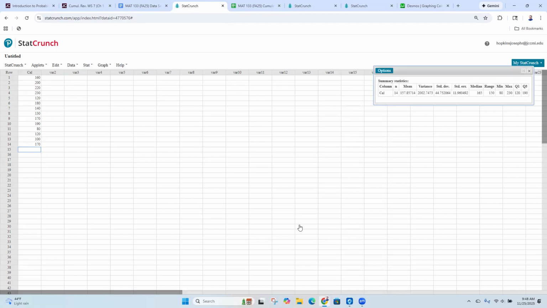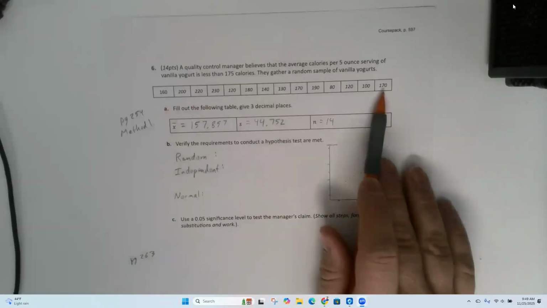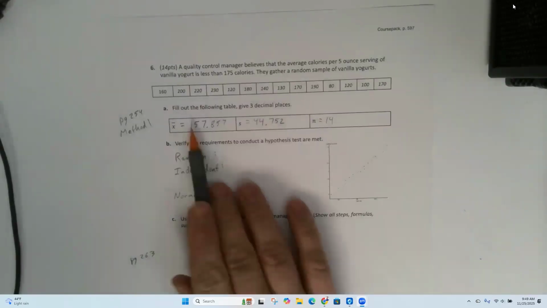So I can just hit compute. I'll write in our numbers here. So mean is 157.857. Standard deviation. We want the regular standard deviation, not the unadjusted one, because this is a sample. And n equals 14. I already counted 14 just to make sure I counted the ones on the paper. So there's 14 numbers here.